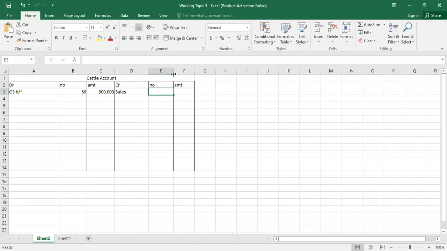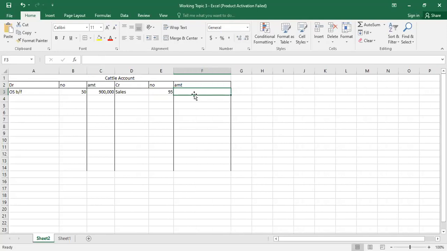Sales. We've been told that we had sales of live cattle during the year. 95 cattle are sold at a cost of 2,120,000. You have that figure? Yes, I have that. So we now go together in the interest of time.